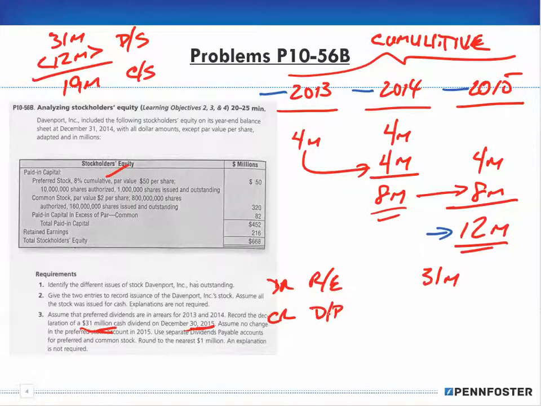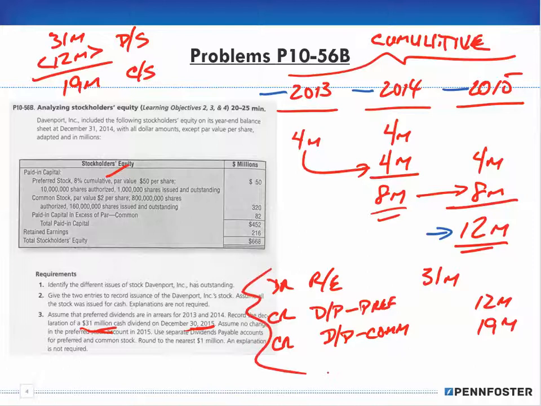If you're making an actual journal entry, you're going to write out dividend payable preferred. But I'm just taking the shortcut here because I know what I'm doing. If I'm actually working in the workplace, I'm writing things out the correct way. And I would have a credit to the dividend payable common for the 19 million. And that's my journal entry to record that dividend, right? So that's it for this particular problem.